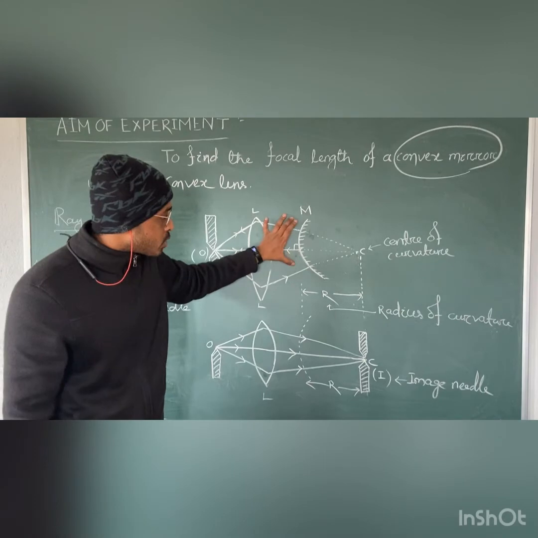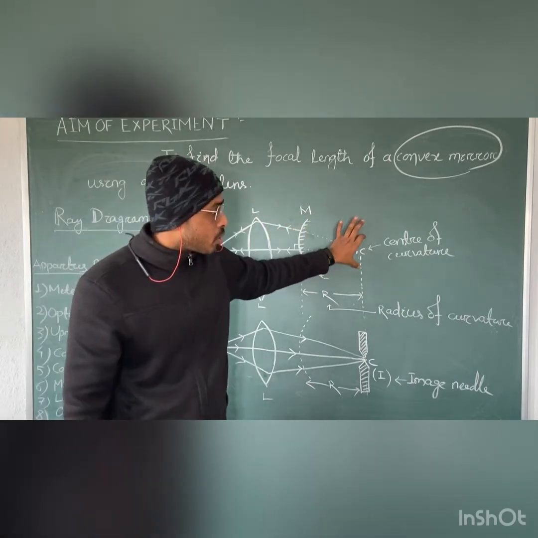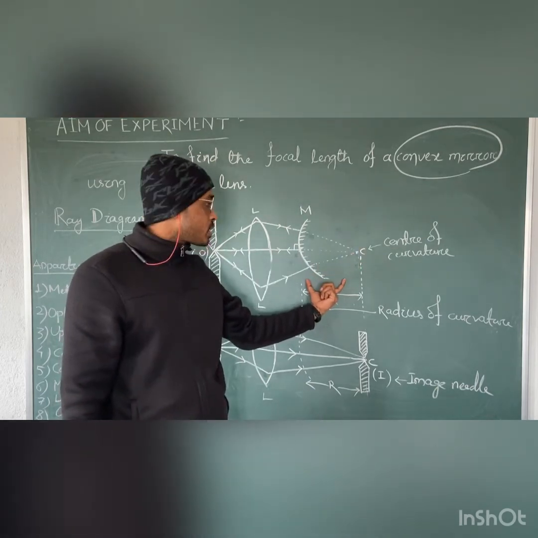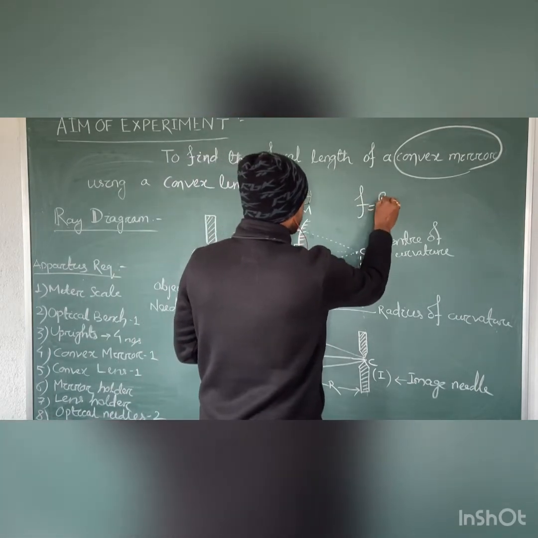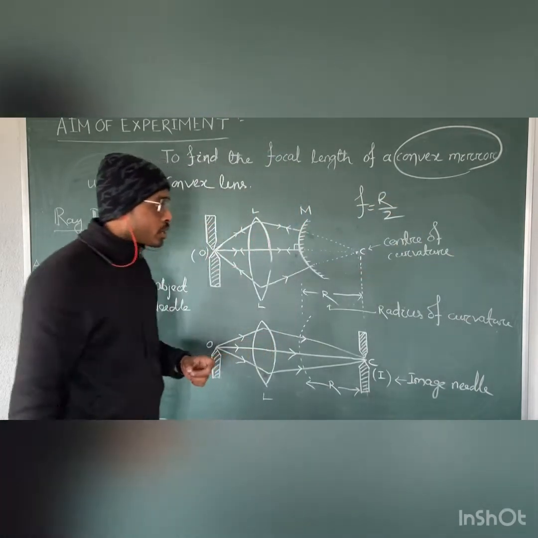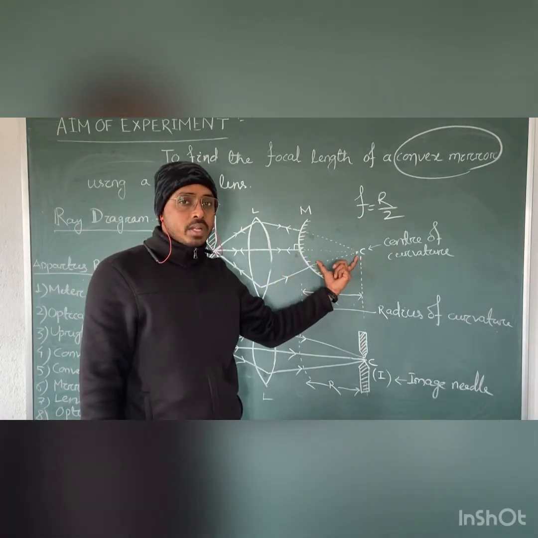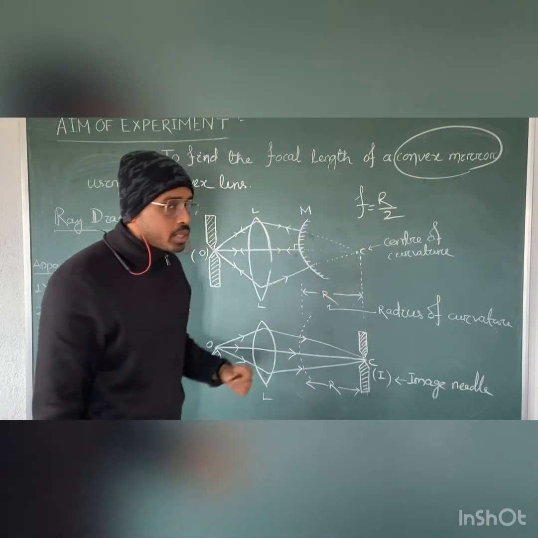And as we find out the position of the center of curvature, from that we will be finding out the radius of curvature of this mirror, and we know the focal length is equal to radius of curvature by 2. So if we find out the radius of curvature of this mirror, then we will be finding out the focal length of this mirror. Clear?